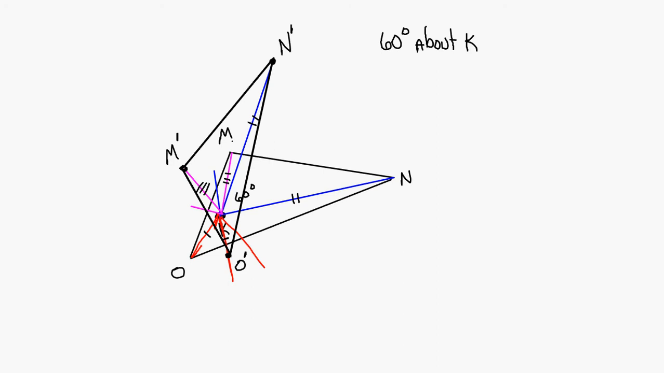Corresponding vertices are the same distance from the center of rotation, and the angle formed by corresponding vertices to the center is congruent to the angle of rotation. Any questions?